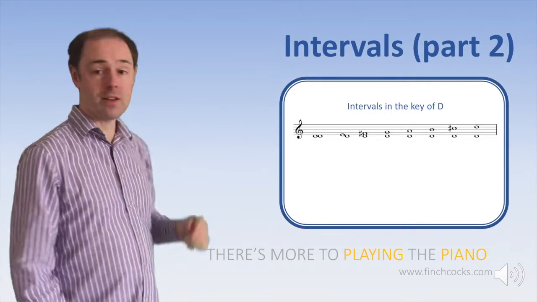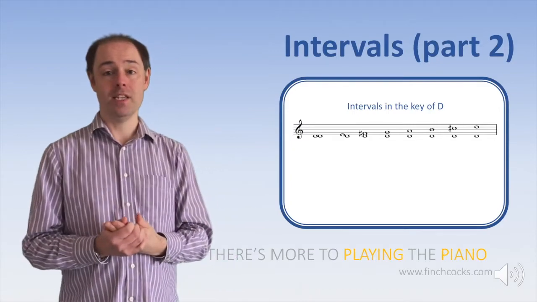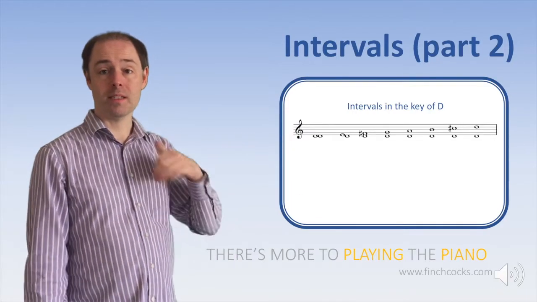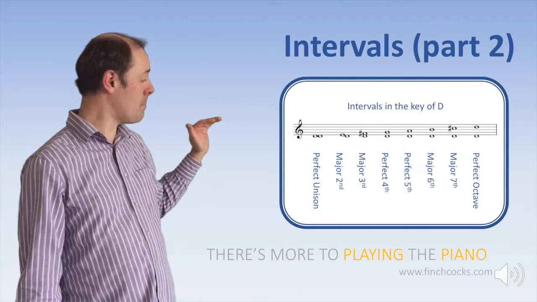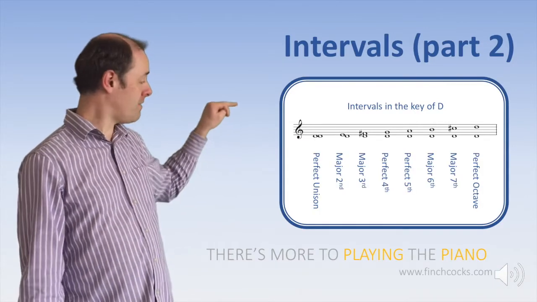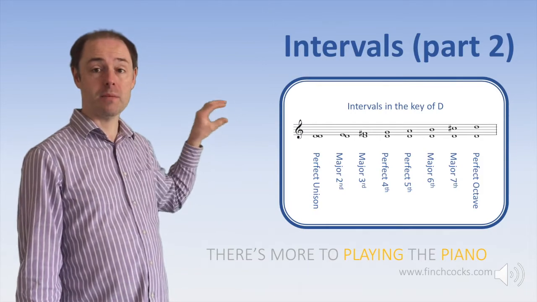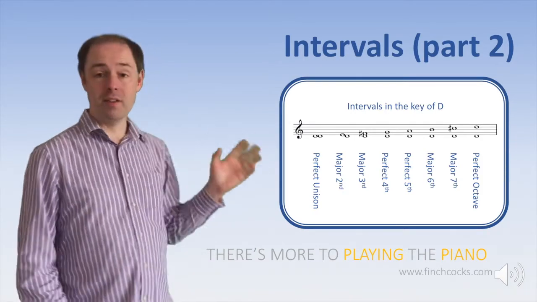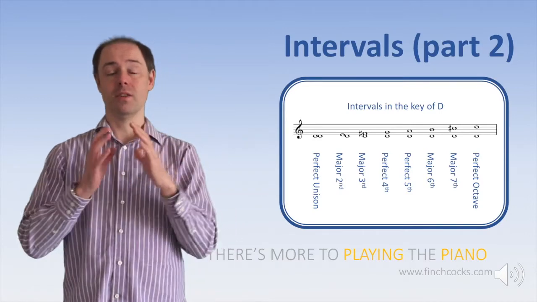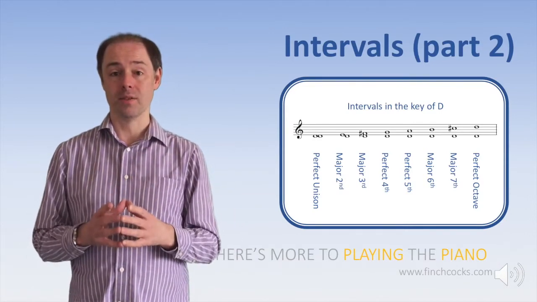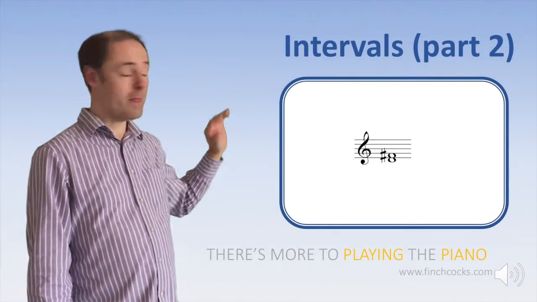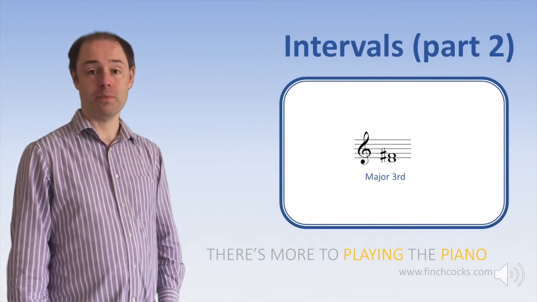Now, take a look at this slide. This is D major scale. I've included the F sharp and the C sharp because it's a major scale, so these intervals are major. D to F sharp is a major third because it tallies with the key signature of D. So it's very difficult to work out intervals unless you're very familiar with your major scales and major key signatures. We'll take that third, D to F sharp, that's a major third.